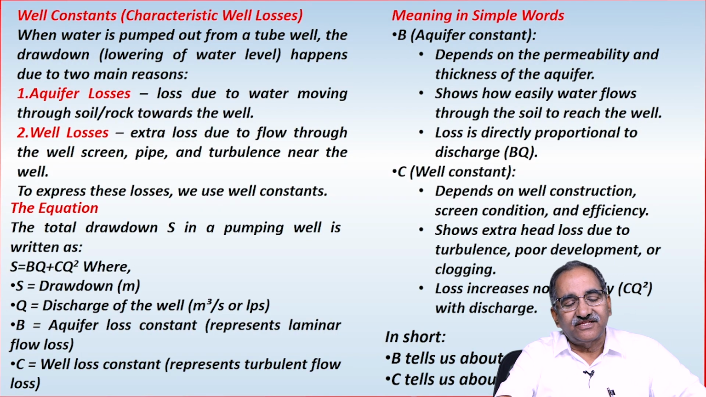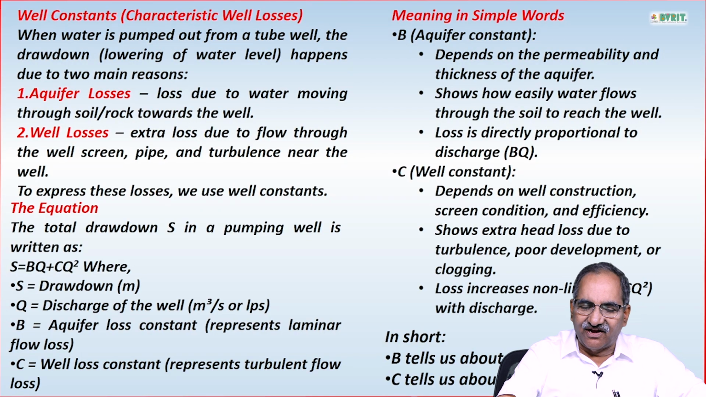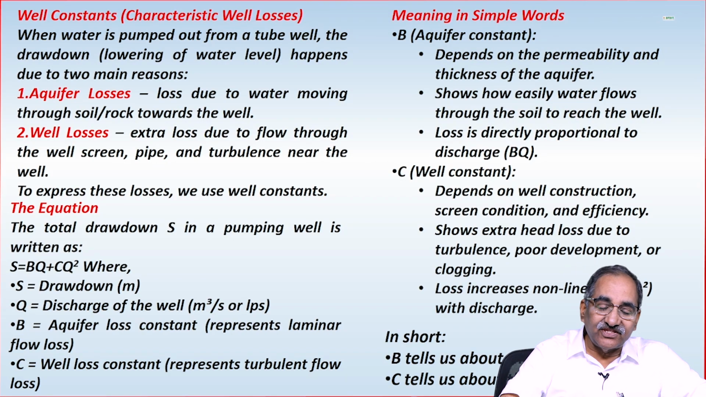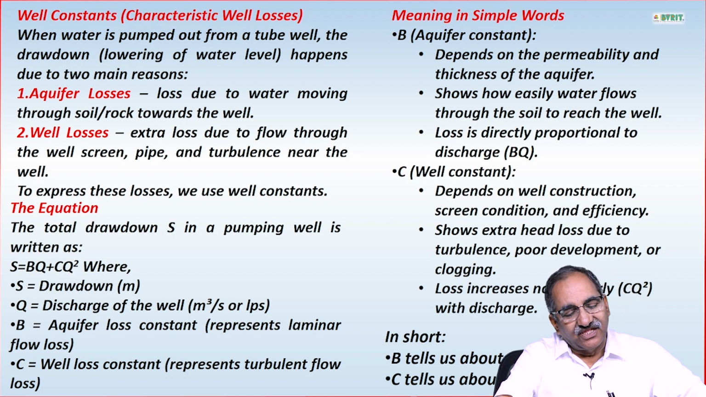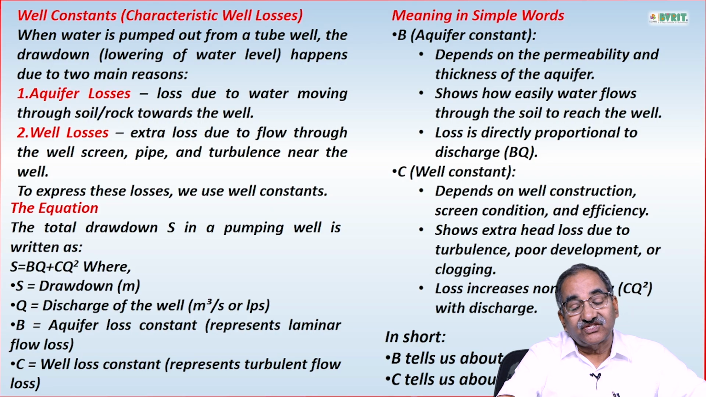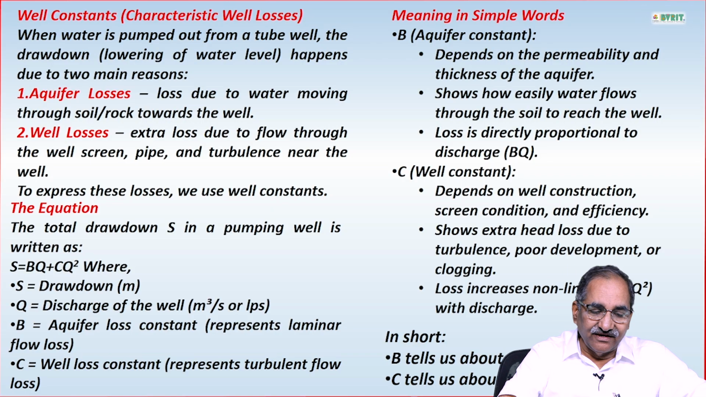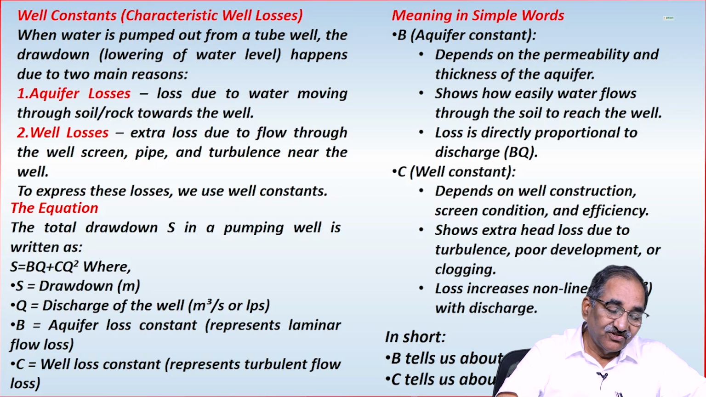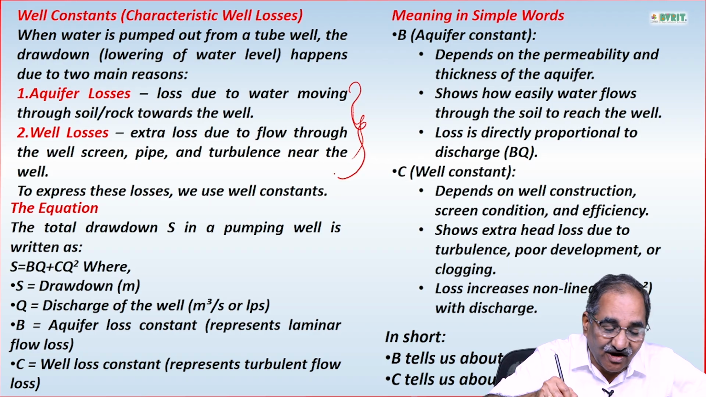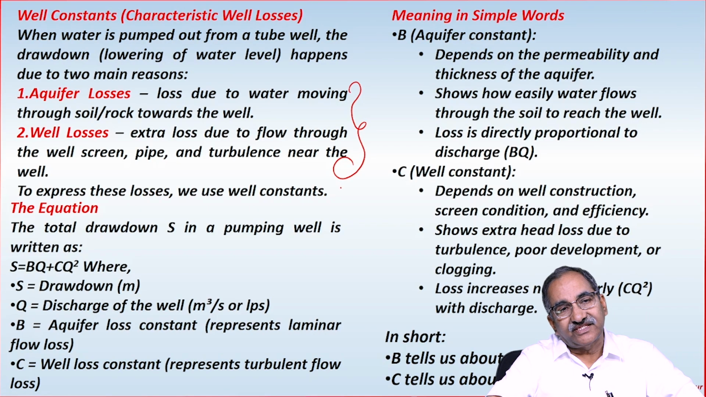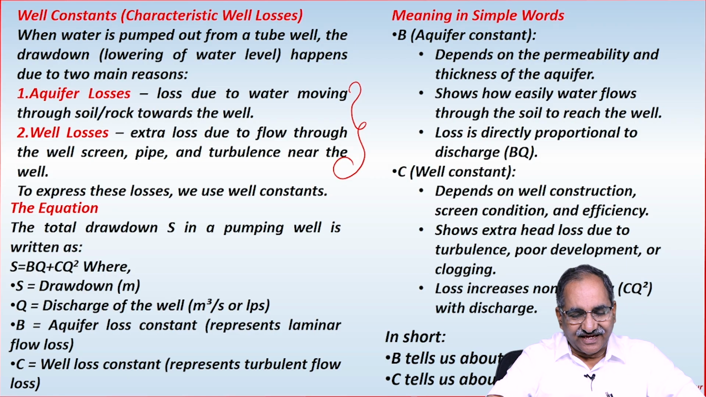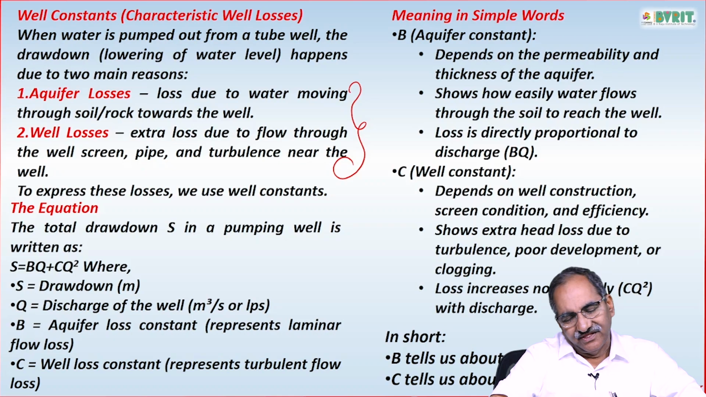The well losses can be classified under two headings: one is aquifer losses and the other one is well losses. The aquifer losses are losses due to water moving through the soil or rock towards the well, whereas well losses mean the extra loss due to flow through the well screen, pipe and turbulence near the well. So these are the two losses which we call the characteristic losses of the well, and to express them, we use well constants.